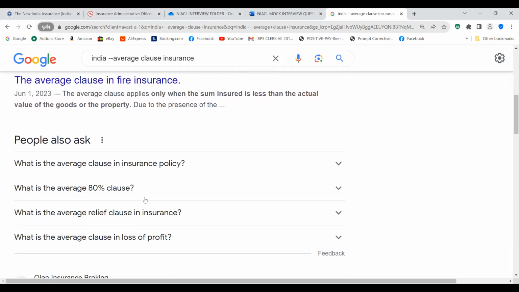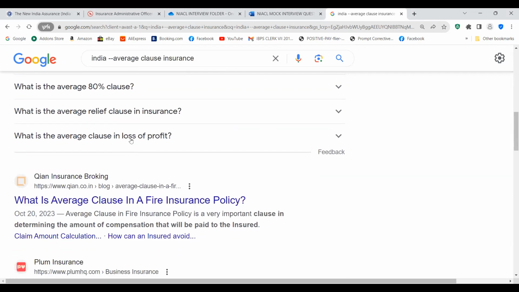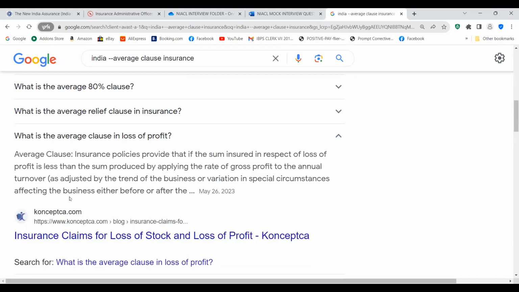So if you want to know, you can go to Google and see what is average clause insurance, what is average 80% clause, what is the average relief clause in insurance, what is the average clause in loss of profit. This I don't know. Average clause insurance policies provide that if the sum insured in respect of loss of profit is less than the sum produced by applying the rate of gross profit to the annual turnover as adjusted by the trend of the business. I am not sure whether this insurance is there in our Indian companies.